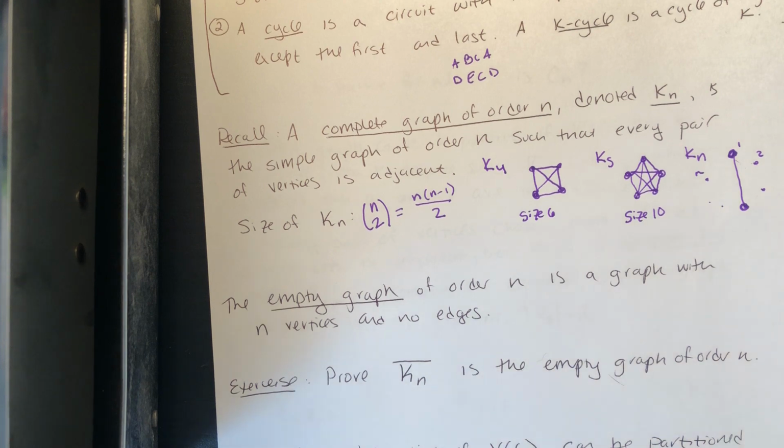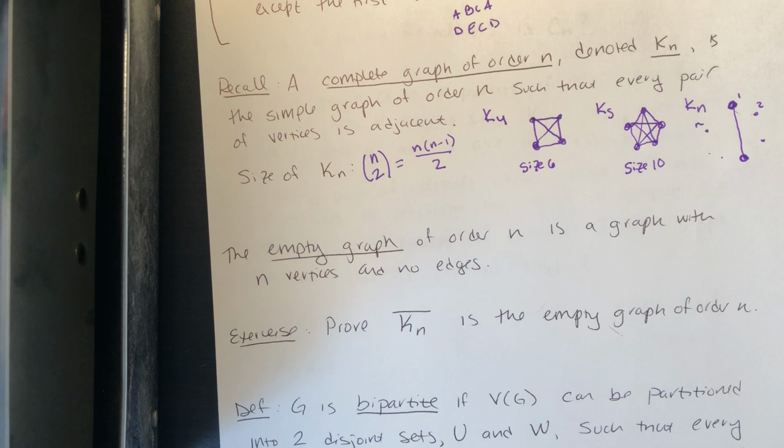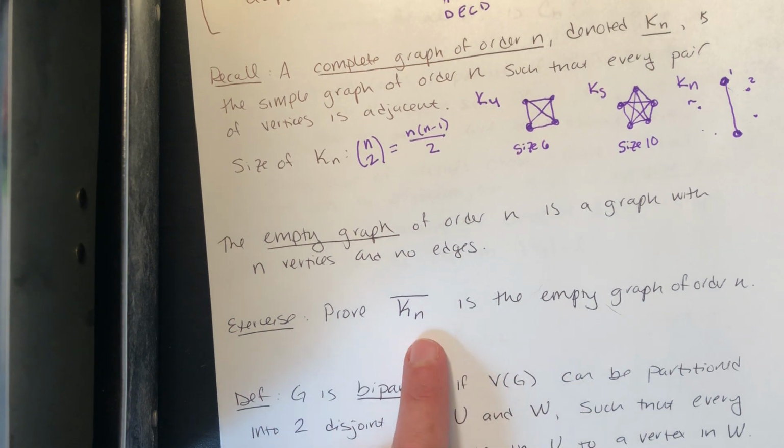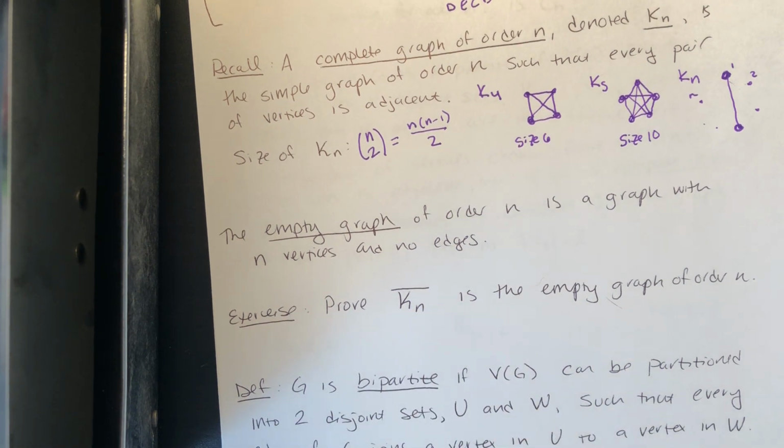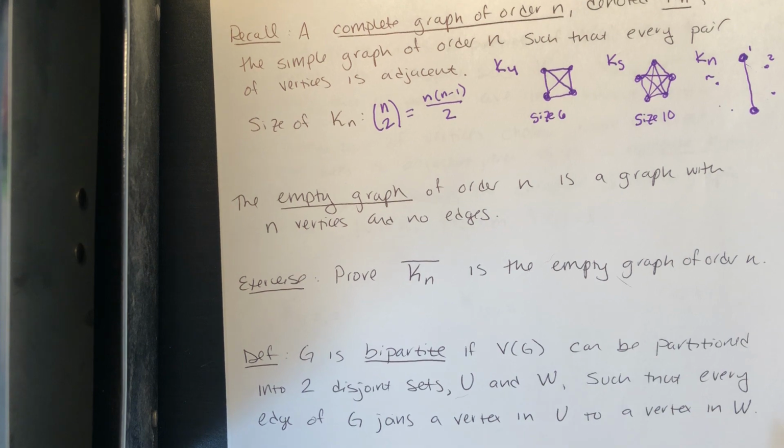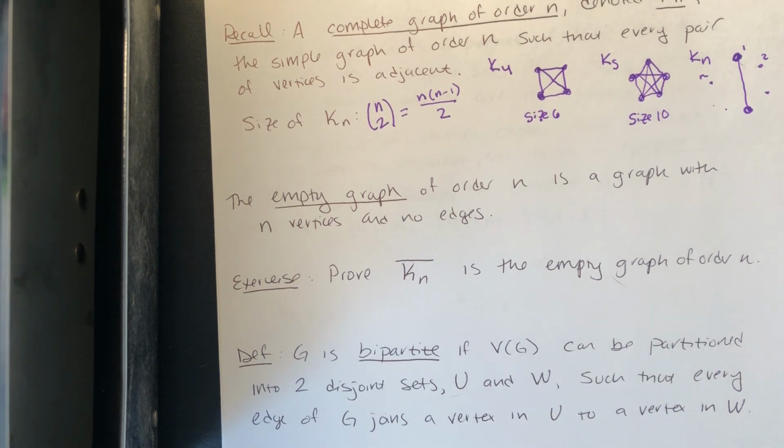An empty graph has no edges, so its size is 0. And an easy exercise would be to prove that the complement of the Kn graph is the empty graph of order n. Remember, complement just means if you take out all the edges that are in Kn and replace them with any edges that aren't in Kn, you'll end up with the empty graph. Okay, it's a good exercise to make sure you understand the definition.